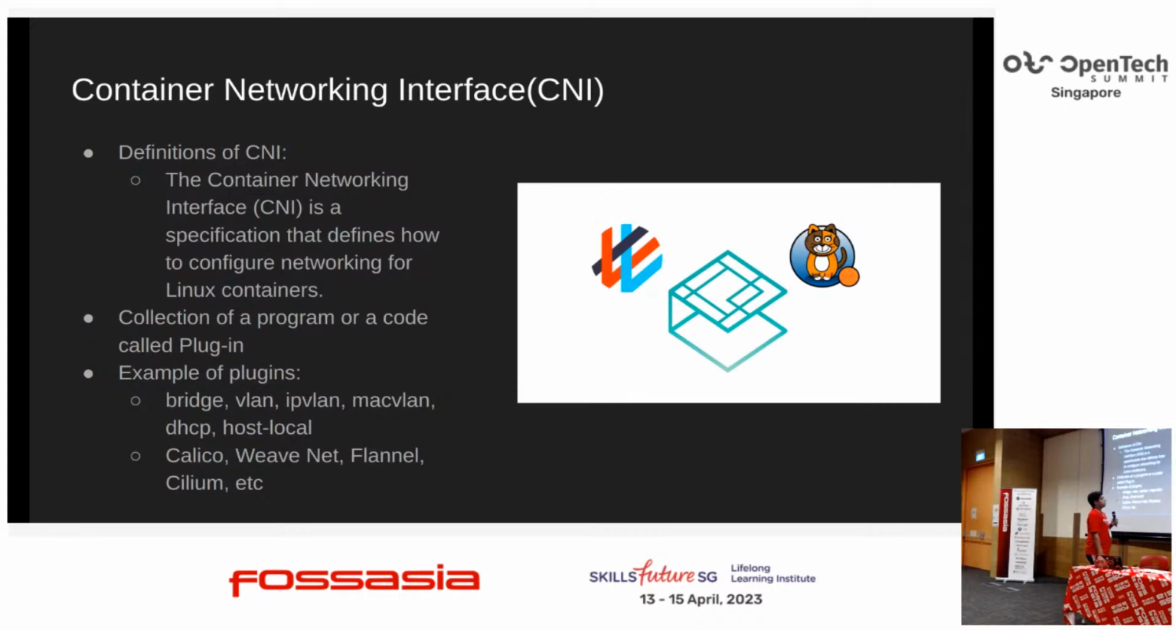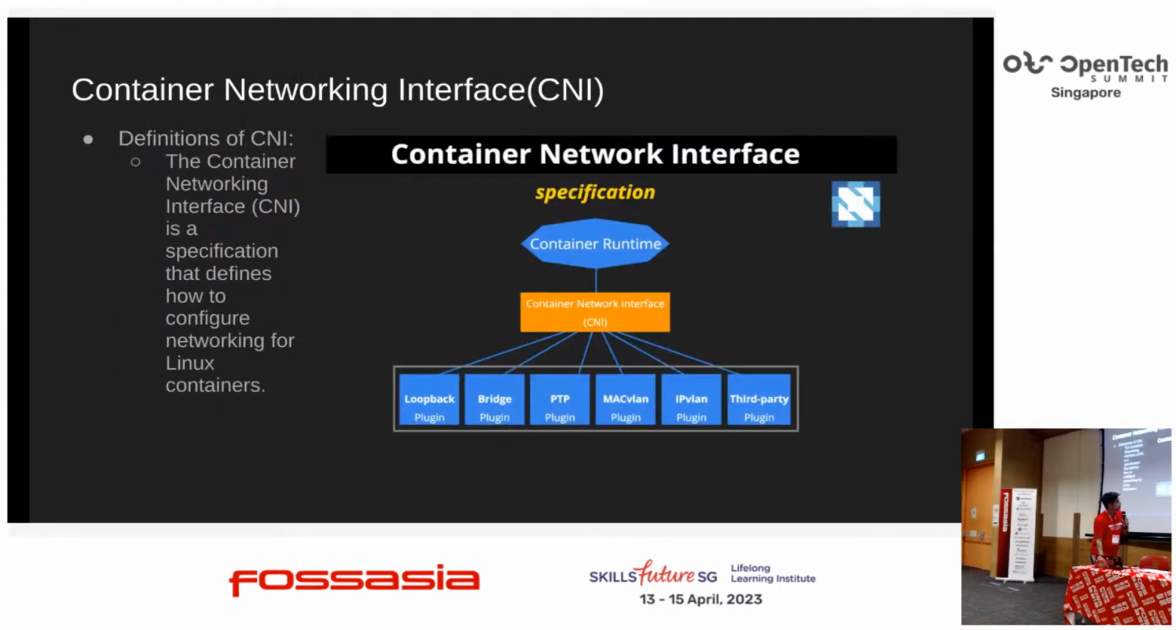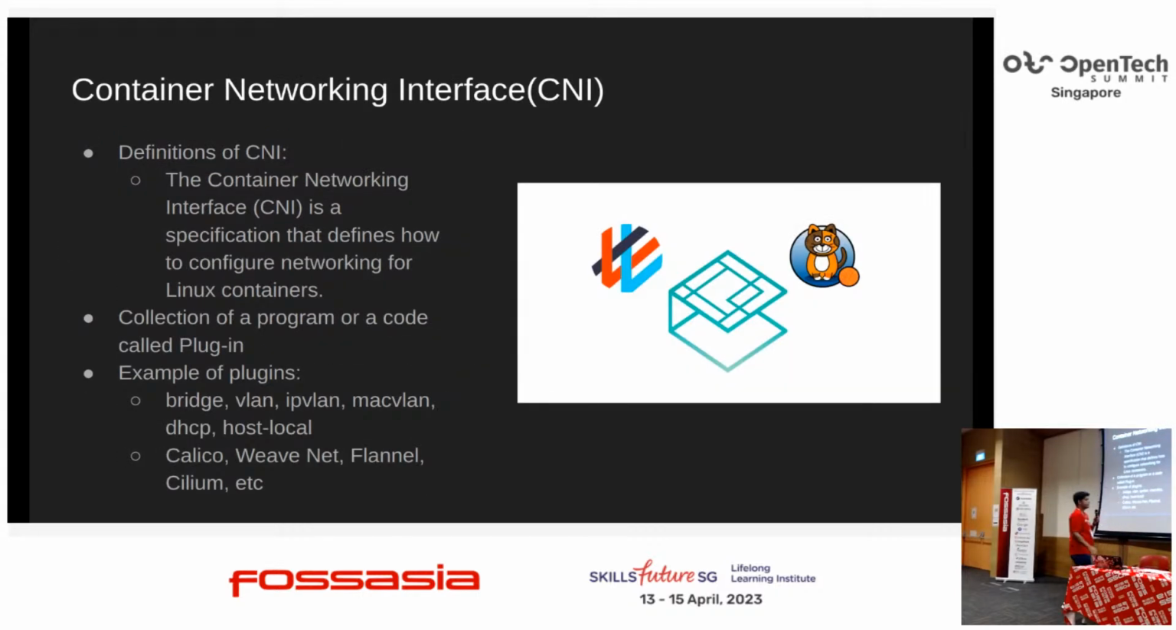Next. So what we have seen so far is the textbook definition provided by CNCF of what CNI is. Basically, a plugin is a collection of programs or code. Here you see a few examples of plugins such as loopback, bridge, PTP, MacVLAN, IPVLAN, and then there are many third-party plugins as well. Examples of third-party plugins that have been accepted by Kubernetes are Calico, WeaveNet, Flannel, and Cilium.